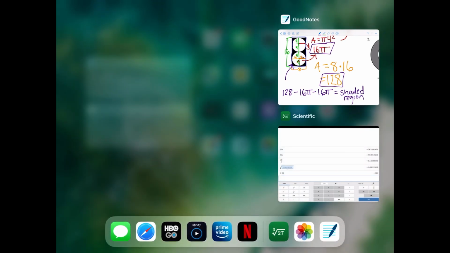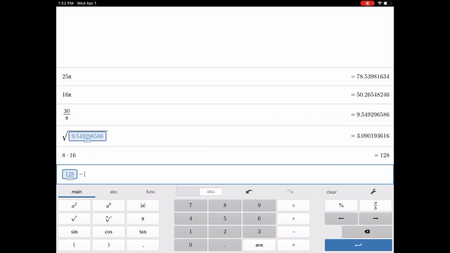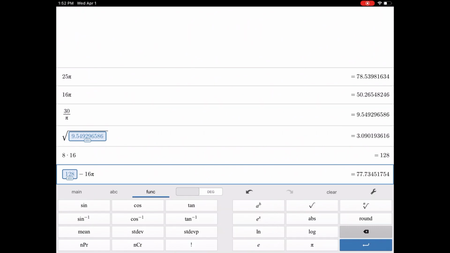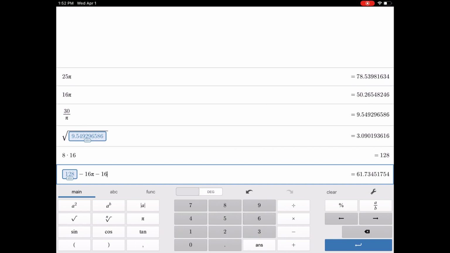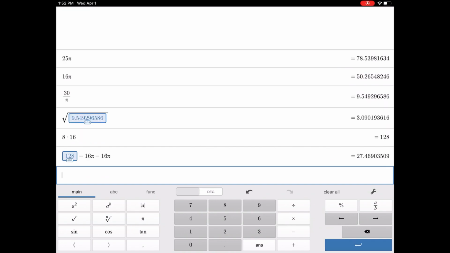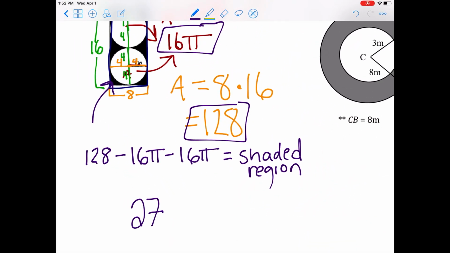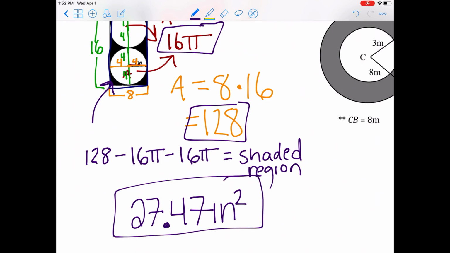So let's do that. And this is why I kept 16 pi. So we're going to put our answer in there. And we're going to subtract our 16 pi and subtract another 16 pi. Let's see what we get. 27.469. So let's do 27.47. And that is our area of the shaded region.